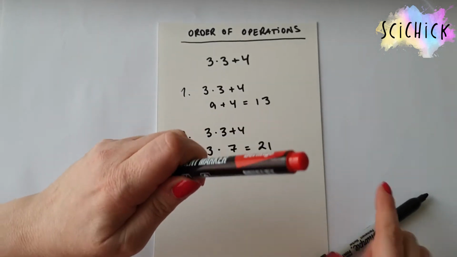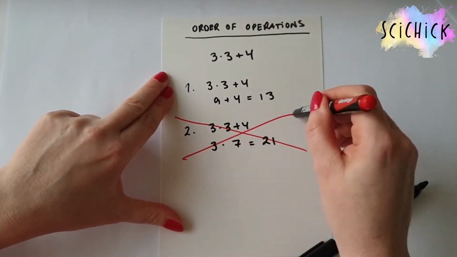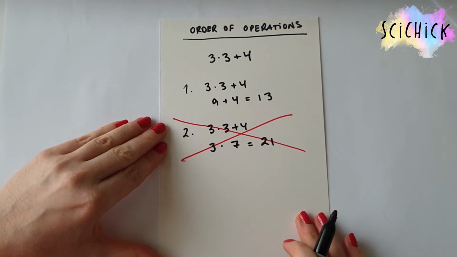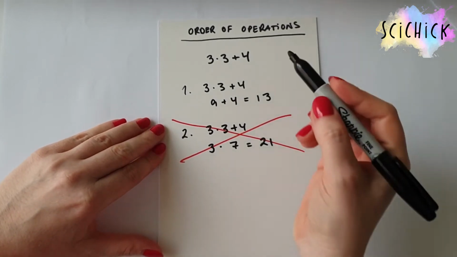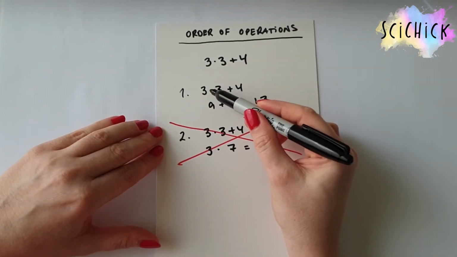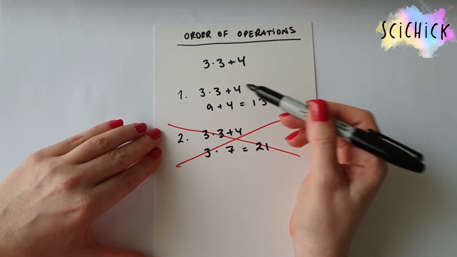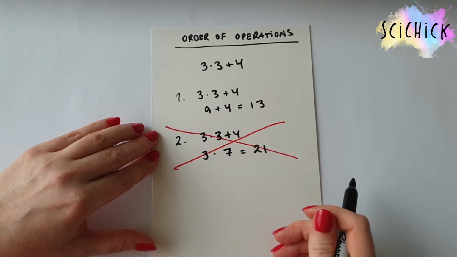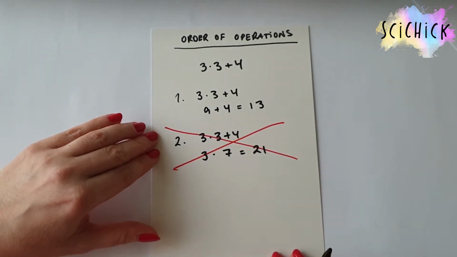And I'm going to bring up my red pencil, and I'm going to do like this, because this is wrong. In math, we are going to start with multiplication before we do the plus, the addition. And how are we going to remember that? Well, let me show you.